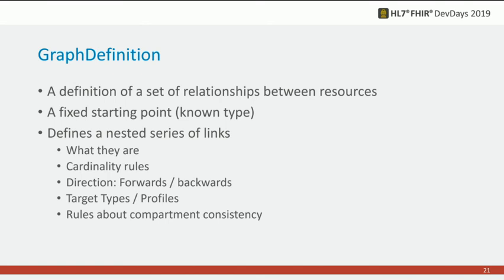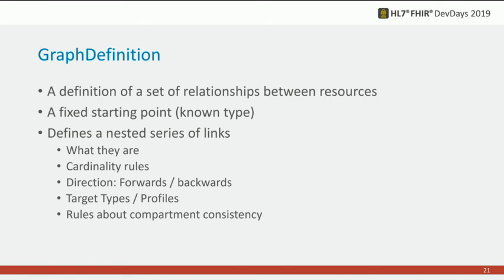It defines a set of resources based on the relationship between the resources. We're not interested in what's inside the resources. We just treat them as opaque nodes. We're interested in the relationships across a set of resources. We start at a fixed starting point and define a nested series of links. So we say, take the case I talked about, observation. An observation has an encounter. An observation has a subject. Encounter has a subject. We will walk through all those links talking about the rules between them.